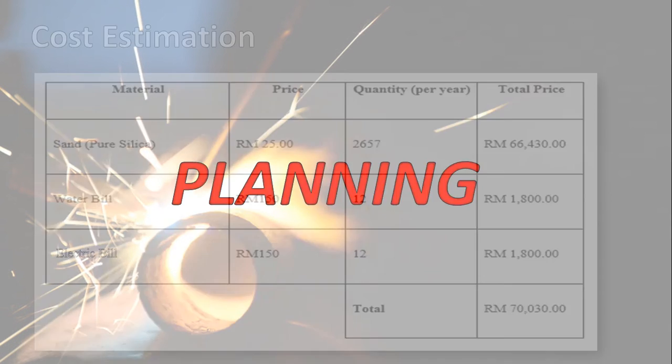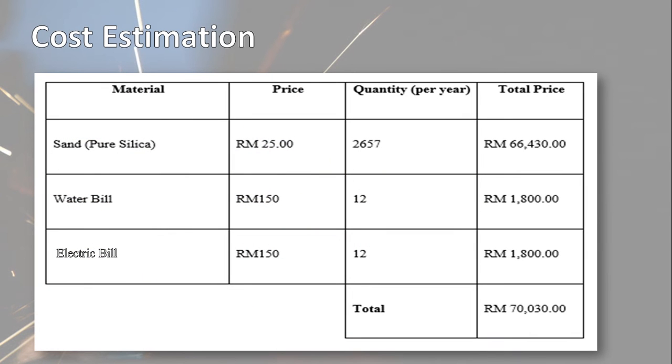The second step of the managing skills is the planning. For this phase, planning, we give details of the project. First, there is a cost estimation table. From the table, you can see that if you are using the solution, it will cost sand, water bill, and electric bill. Now this will cost 70,000 per year.